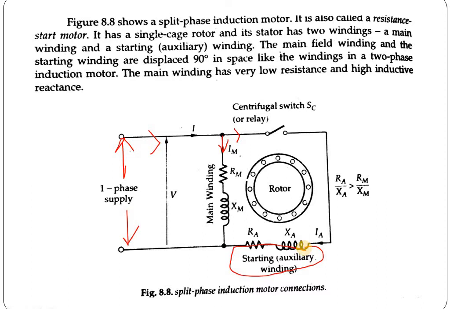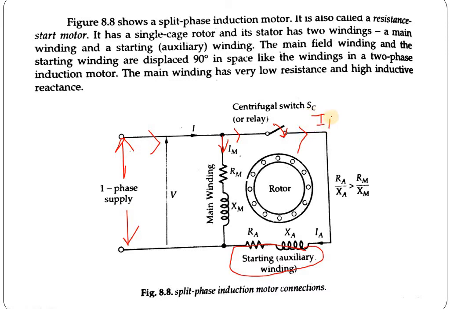Now the question is how we can split the phase. When we take two currents in parallel branches, one flows through the main branch, that is IM, and when the centrifugal switch is closed, another current flows through the auxiliary branch, that is IA.